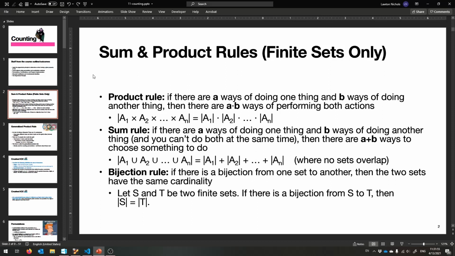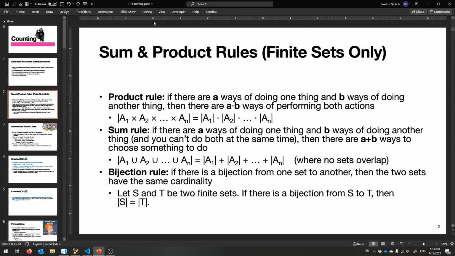What I'm about to talk about is called the sum rule and the product rule, and they only work for finite sets right now. Just think about it in terms of finite sets. So you've got a cloud and you have points that you can count. It's not like you have a cloud full of all the natural numbers or something. Finite sets only for these rules.